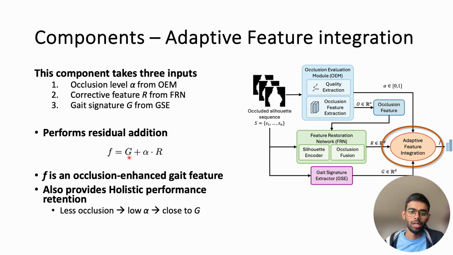be lower. And in this case, the gate signature extractor, which already knows how to perform well on holistic data, the G features will be ideal. So we don't want to disturb the G features. That is achieved by having a low alpha when the data is holistic, and the corrective feature is very close to zero, very small. So F is almost equal to G, and that's how we are able to maintain holistic performance.